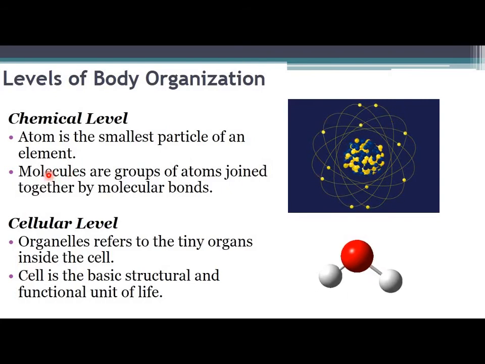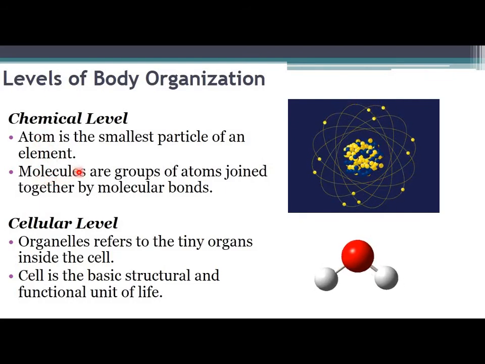Next, right after atom, we have what we call molecule. Molecules are groups of atoms joined together by chemical bonds. A molecule is a cluster of small chemical units called atoms held together by chemical bonds. That chemical bonding joins the atoms, and that is how our molecules are formed.